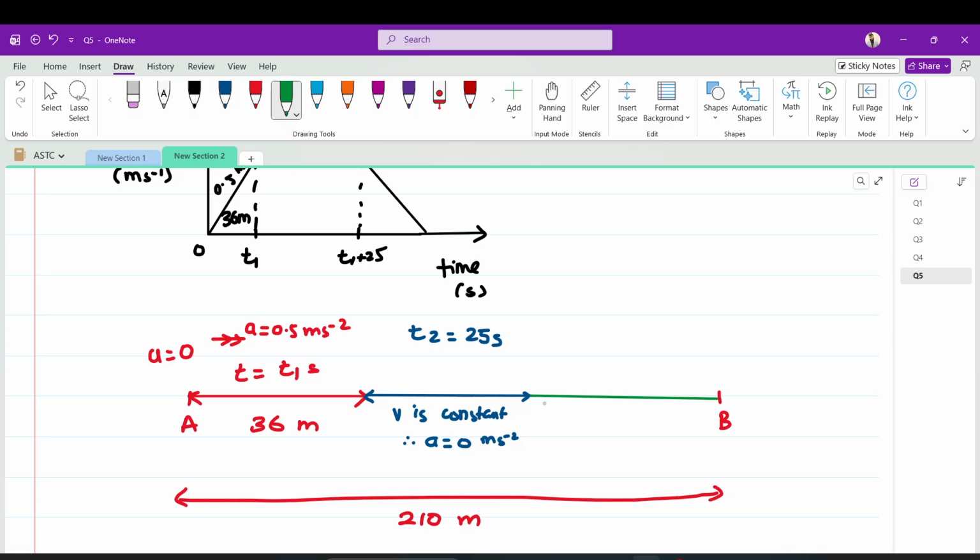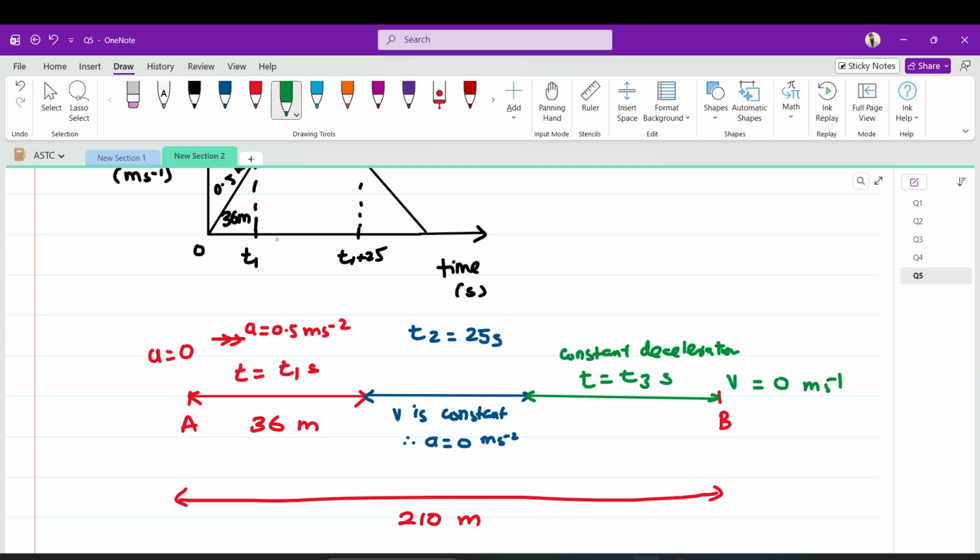Then for the third region, we know that this is constant deceleration, but we do not have a value, and t is going to be t3. But what we know is that because the cyclist comes to rest at point B, the final velocity is going to be 0 meters per second. So that's all that we can deduce so far.